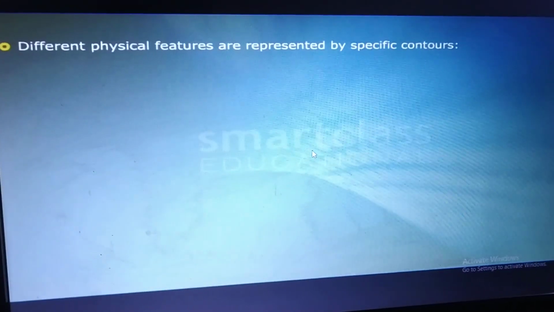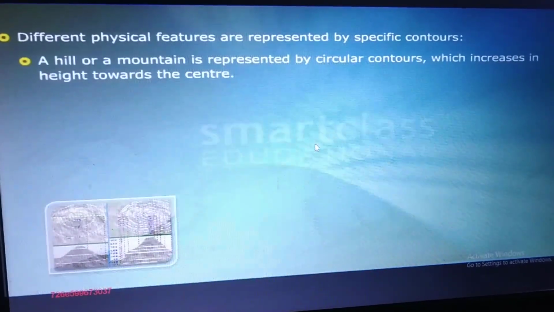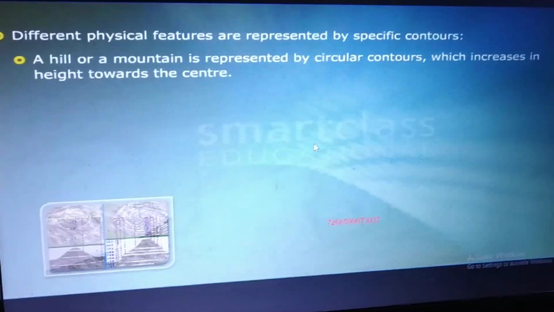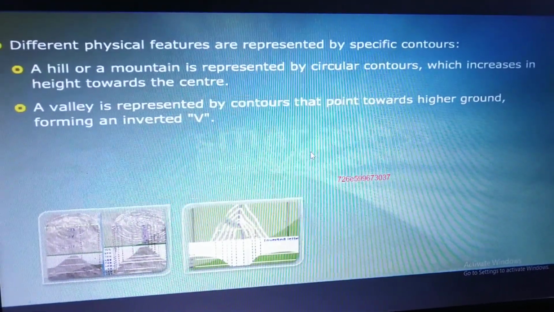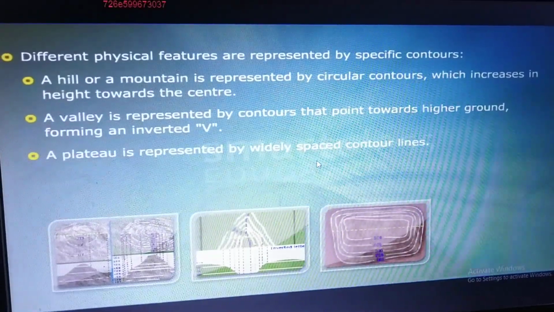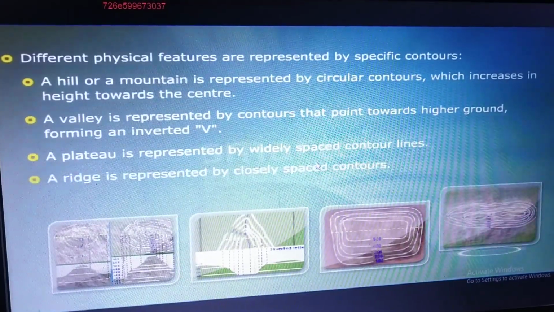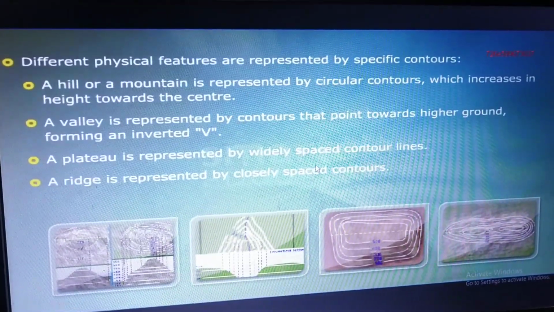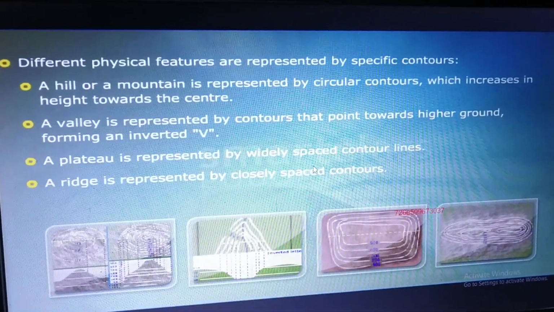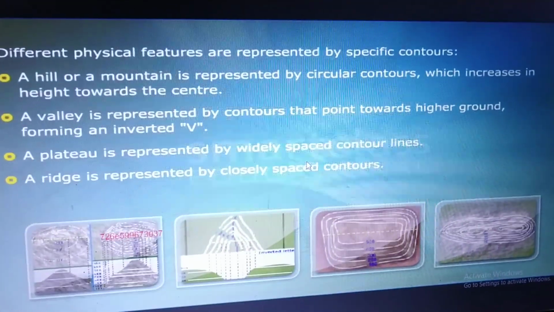Different physical features are represented by specific contours. A hill or a mountain is represented by circular contours which increase in height towards the center. A valley is represented by contours that point towards higher ground, forming an inverted V. A plateau is represented by widely spaced contour lines. A ridge is represented by closely spaced contours. So this was understanding how contours represent physical features on a topographic map.